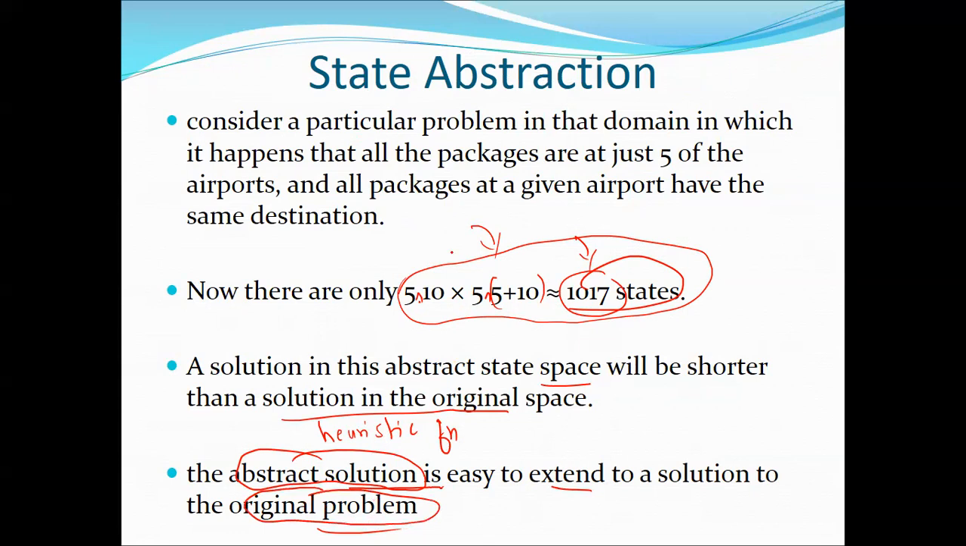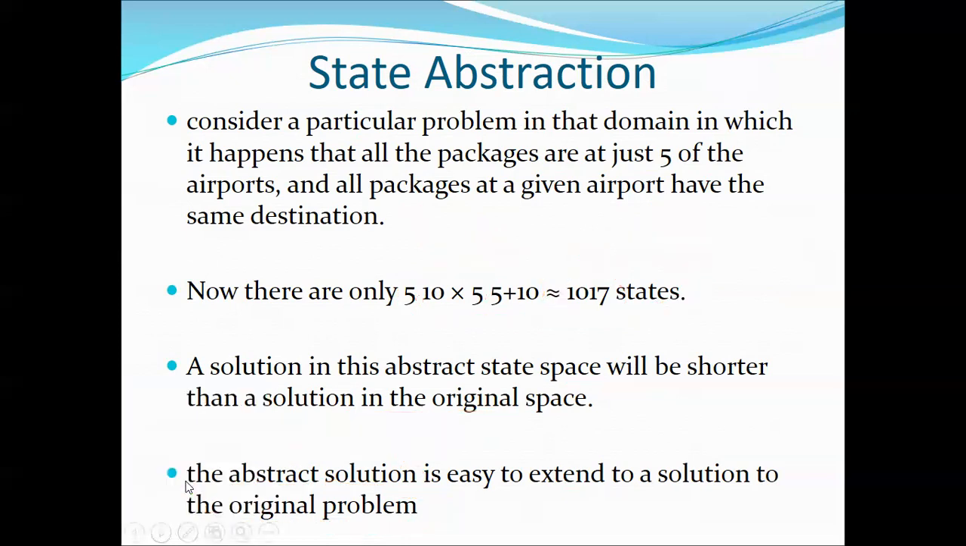Now, why are we doing this abstraction? We are doing this abstraction to solve this problem in fewer steps. After solving this problem in fewer steps, that will be used as a heuristic function to solve the original problem. When you use that as the heuristic function, the original problem can be solved in fewer steps. Are you getting it?